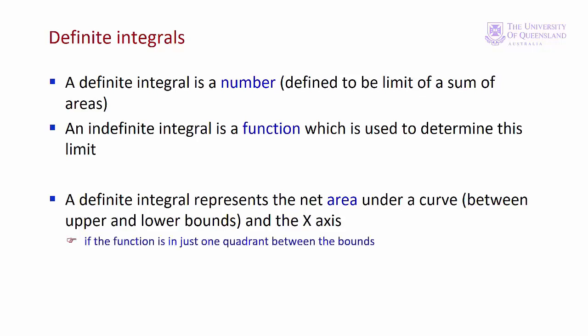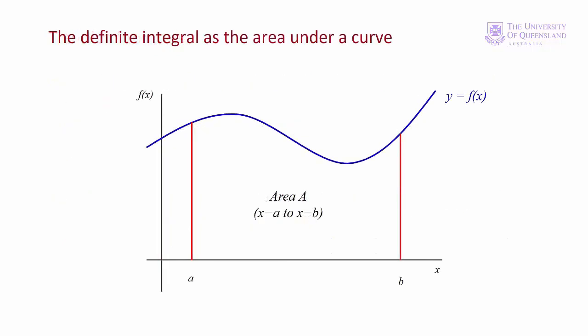Well, there's a proviso there. That's the case if the function is in one quadrant between those bounds. We'll expand on that in a moment. But now let's see how the simple case works. Here we have a function, f of x. We want to find the area under the graph of that function between a and b.